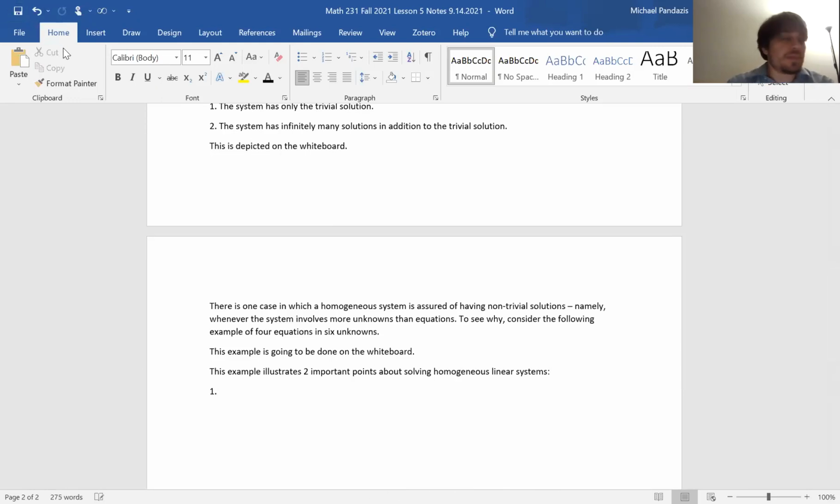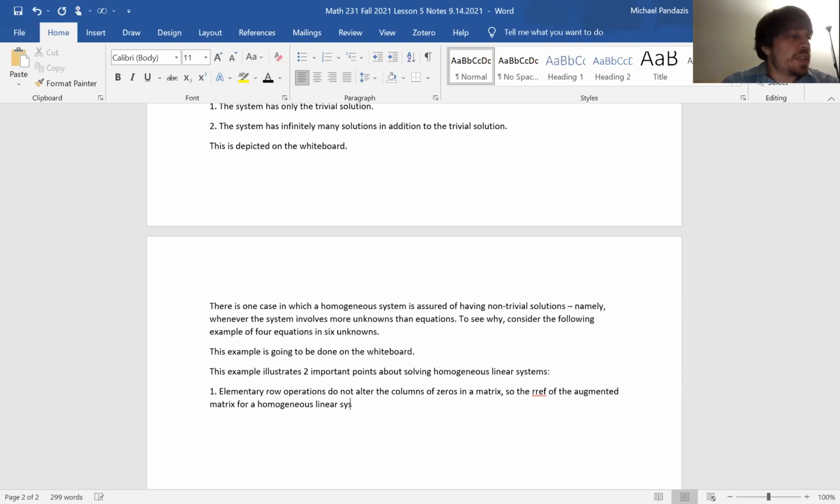The first thing is that elementary row operations do not alter the columns of zeros in a matrix. So the reduced row echelon form of the augmented matrix for a homogeneous linear system has a final column of zeros. This implies that the linear system corresponding to the reduced row echelon form is homogeneous, just like the original system.